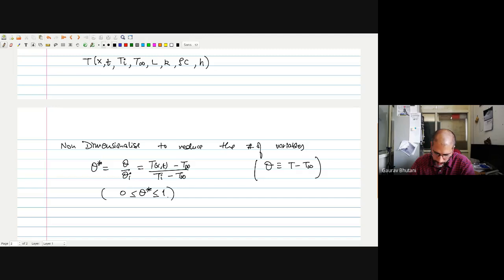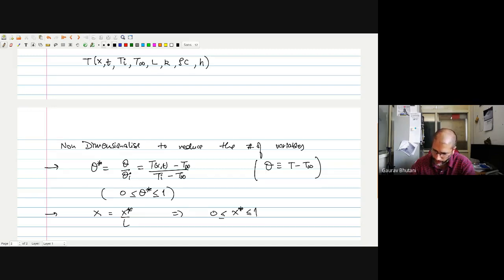Because at t equal to 0, your temperature is Ti, and then theta star becomes 1. And at a very long time, the temperature of the bar will approach T infinity, so you get your theta star going to 0. So that was one. The other one was x star, which we define as x upon L. This also helps us define an x star, which again varies from 0 to 1.